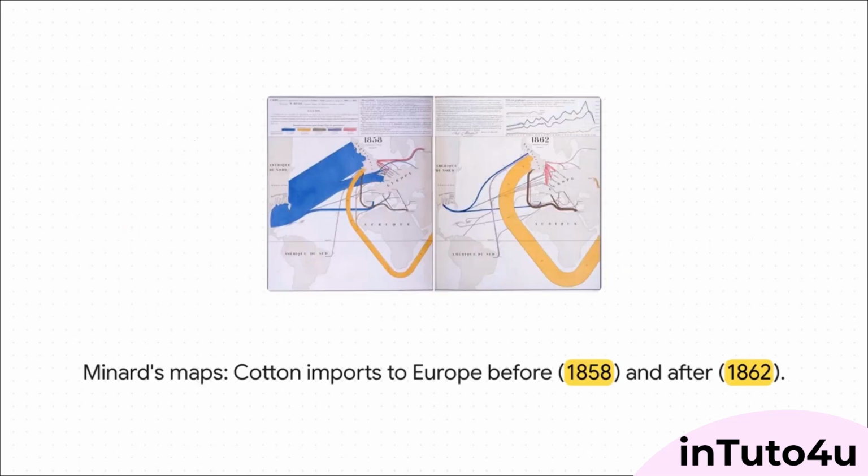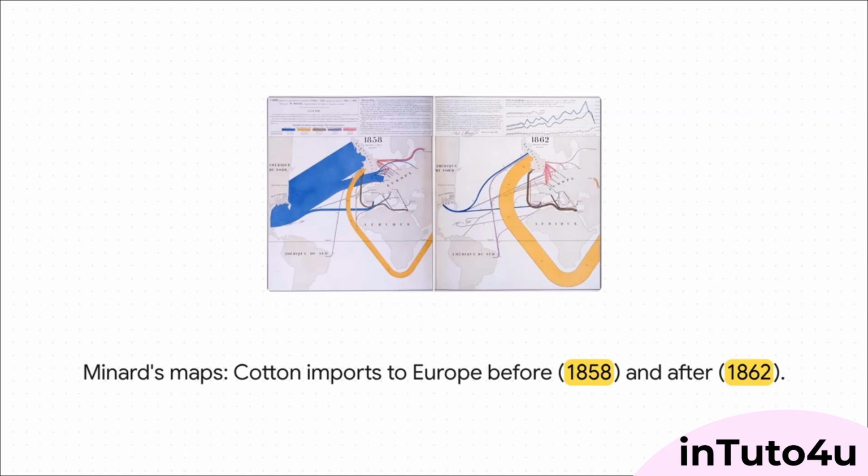And check out this masterpiece by Charles Joseph Minard. He wanted to show the impact of the US Civil War on Europe's cotton supply, and the visual explanation is just immediate. On the left, in 1858, you see this huge blue river flowing from the US. Then on the right, in 1862, that river has almost dried up, and it's been replaced by this massive orange flow from India. It tells a super complex geopolitical story in a single glance.